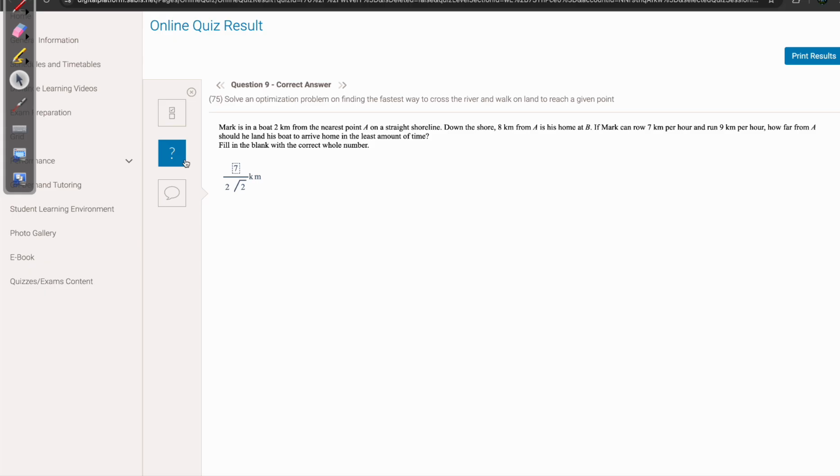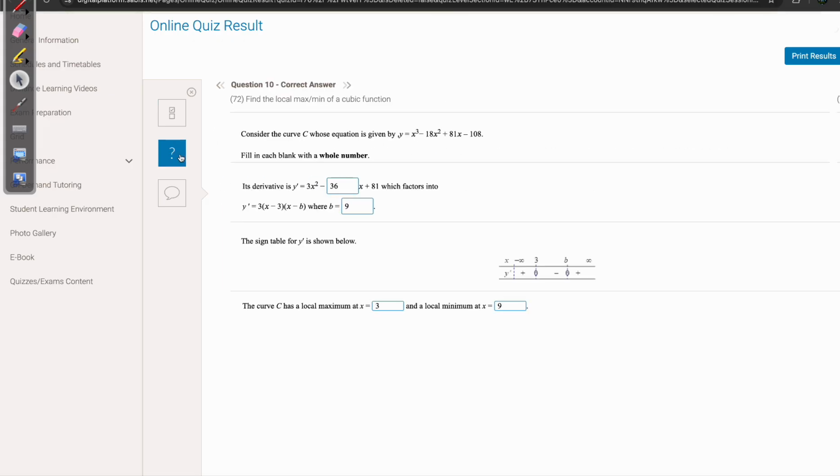Mark is in a boat 2 kilometers away from the nearest point A on the shoreline, down the shore. Look, this is the same question as a few questions ago. There was a question with exact same numbers, same method, same everything. Just watch that question to understand this, because I'm not going to re-explain it as it's really long. It's the same numbers, same everything, so do not worry. It will be the same explanation as well.